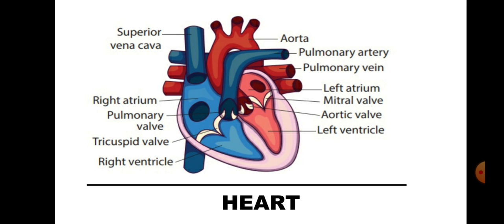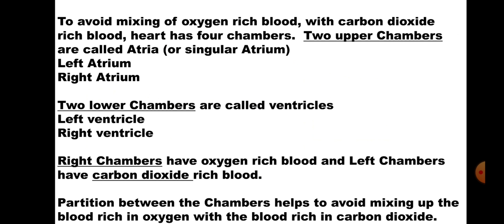This is the structure of a heart, and as you can see here, this is the pulmonary artery, pulmonary vein, atrium and ventricles: left atrium, left ventricle, right atrium, right ventricle. To avoid mixing of oxygen rich blood with carbon dioxide rich blood, the heart has four chambers. Two upper chambers are called atria, or singular atrium: left atrium, right atrium. Two lower chambers are called ventricles: left ventricle, right ventricle.